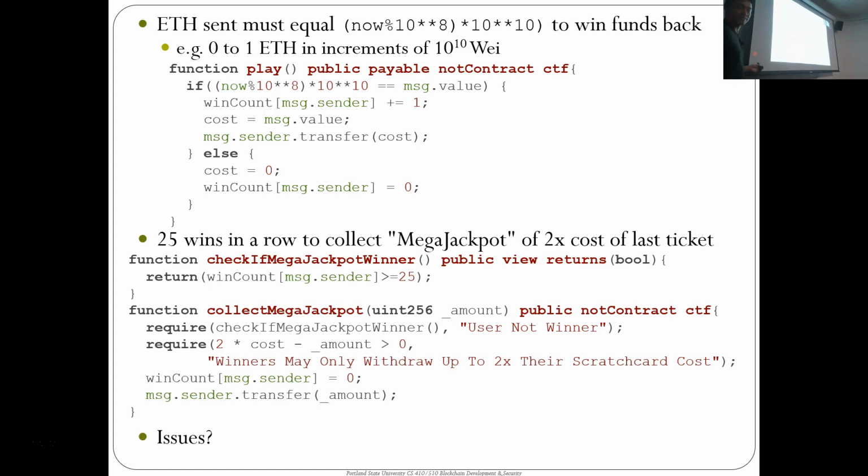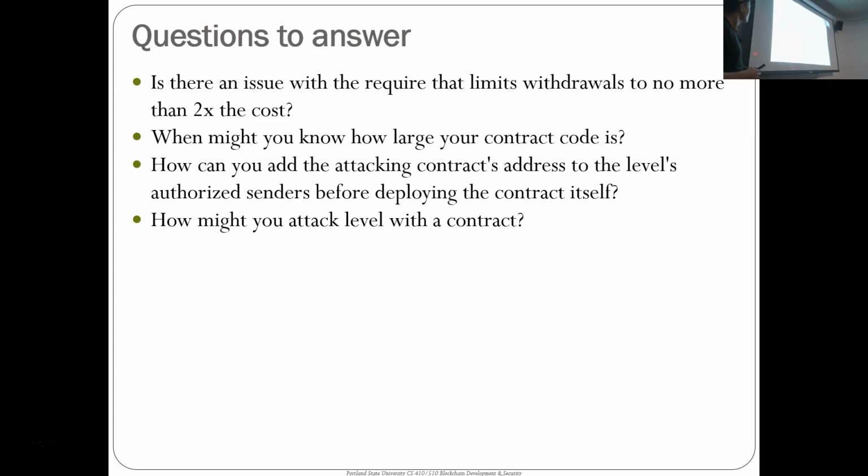So actually, these are questions I wanted you to answer. Okay, so then that was the first one. When might you know how large your contract code is? I think it would have to be when it's running that part. So you could start with it being 0 and then suddenly create a contract at that address. So it's sending a signal that there's 0 code, and then the code gets filled in after the detection.